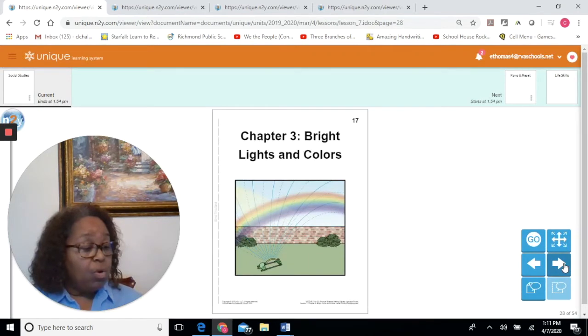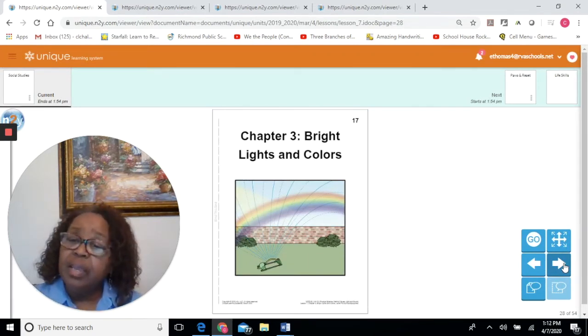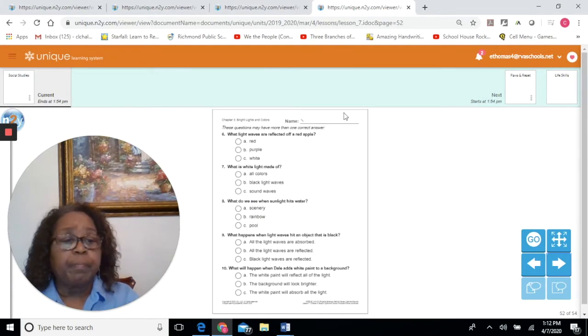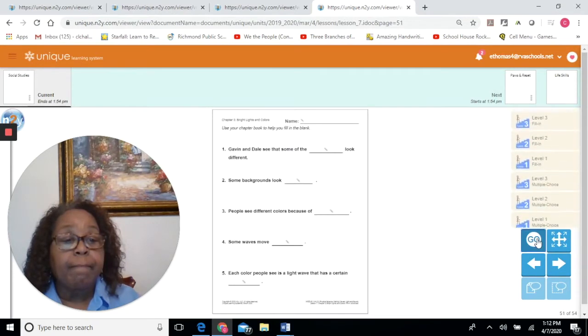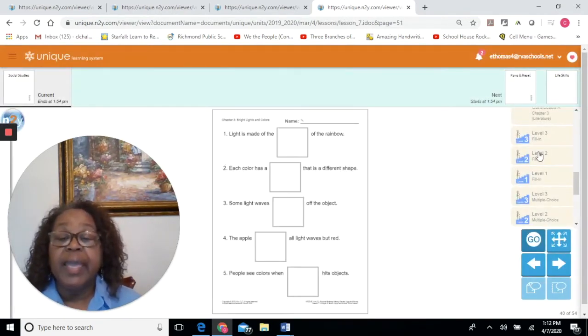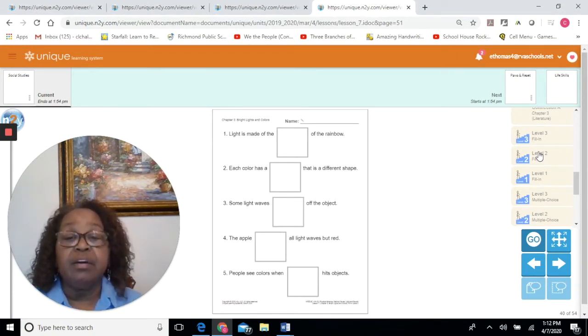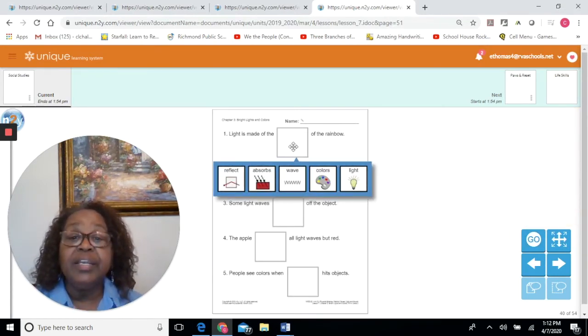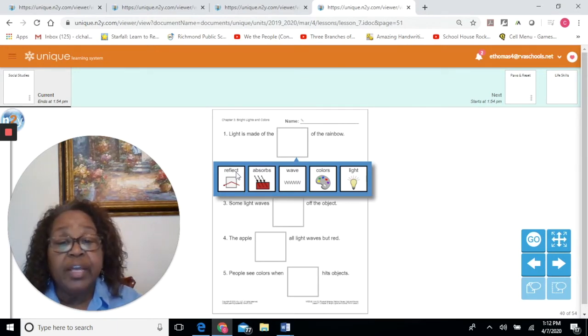All right, so we've read our story. Now, let's see if we can answer some of the questions that are associated with the story. All right, here we have a multiple choice. Let's see if we can try a fill in the blank first. It says light is made of blank of the rainbow. So when we touch in the blank, we have some choices that we can make. Is it reflect, absorbs, wave, colors, light?